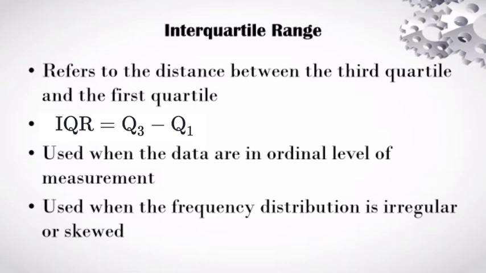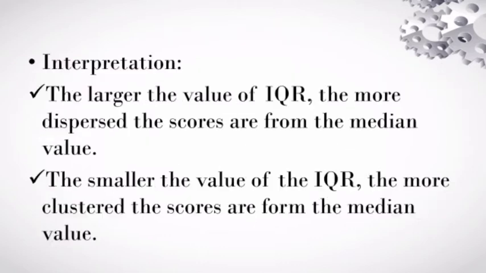This is used when the data are in ordinal level of measurement and used when the frequency distribution is irregular or skewed. Interpretation: the larger the value of IQR, the more dispersed the scores are from the median value, while the smaller the value of the IQR, the more clustered the scores are from the median value.